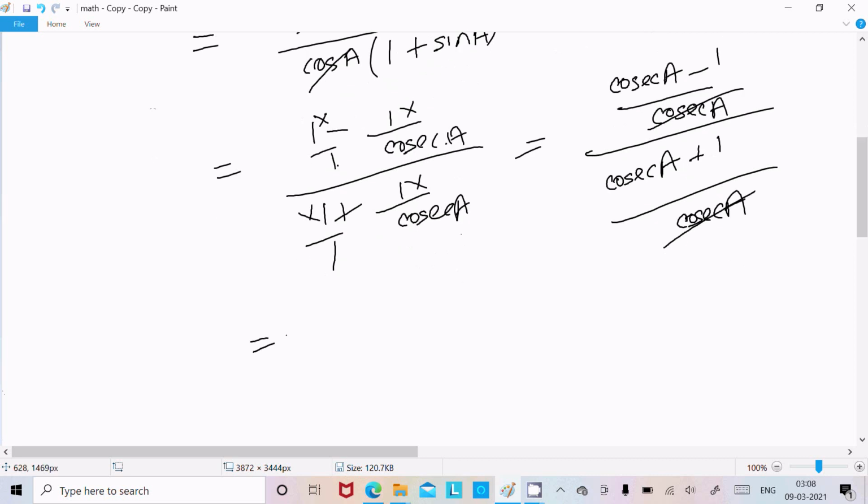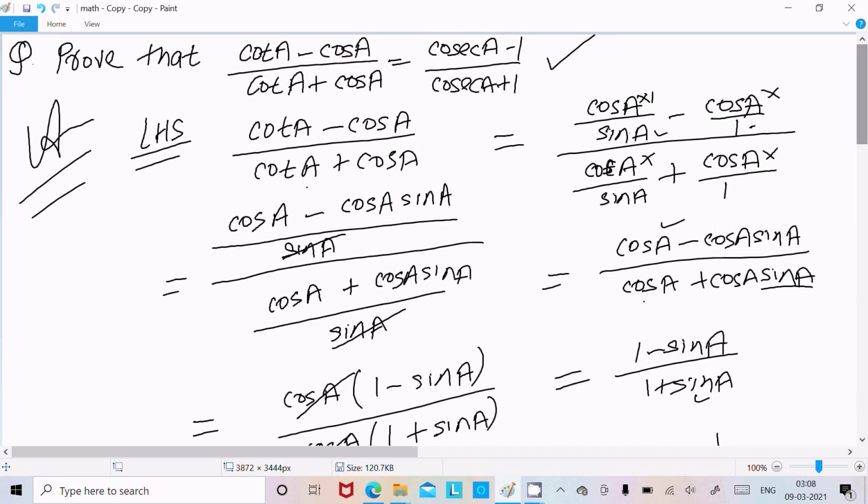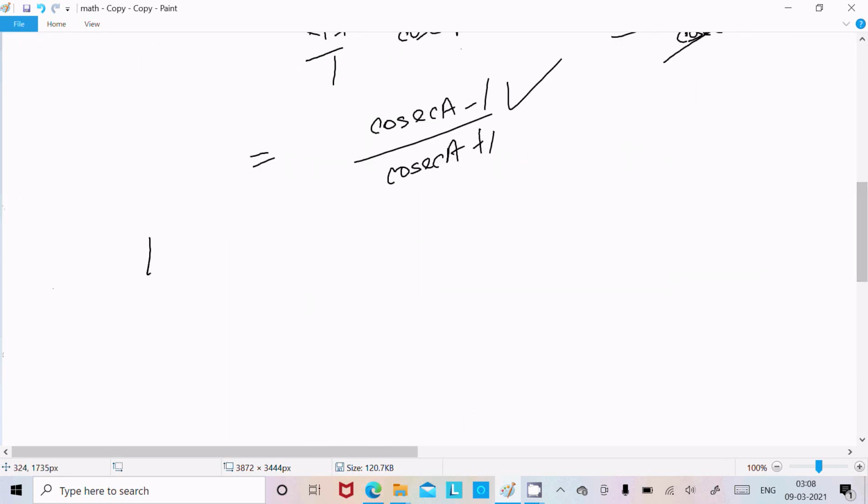Finally I got here cosec A minus 1 divided by cosec A plus 1. So this is the intention to get that. Finally I got it. Okay, so here we can write LHS equals RHS. It's proved.